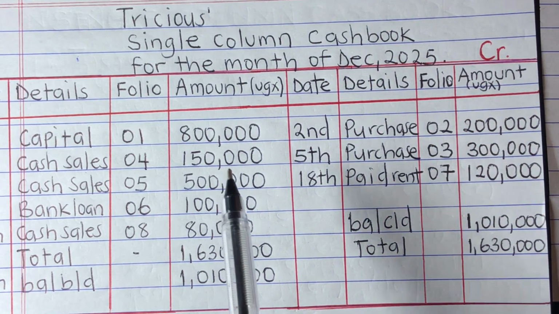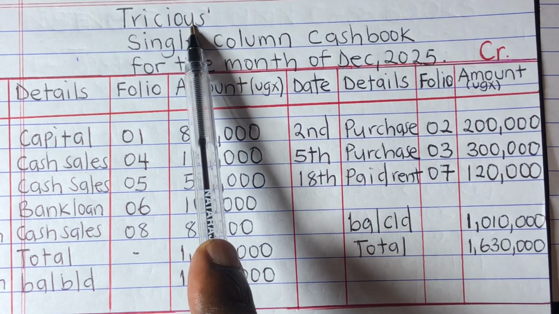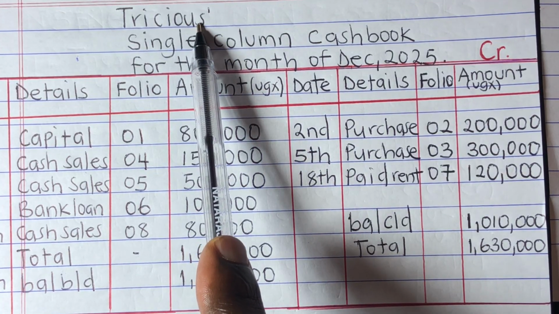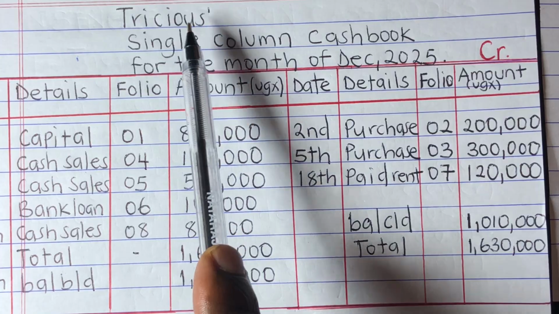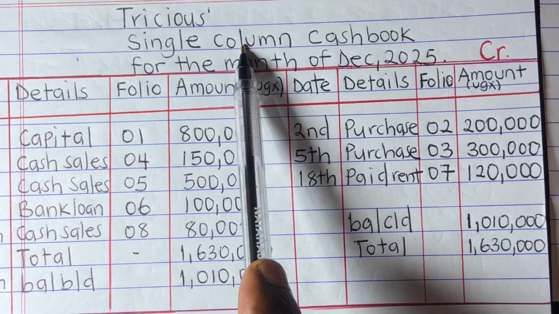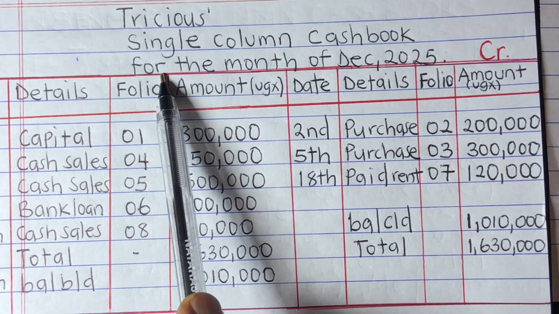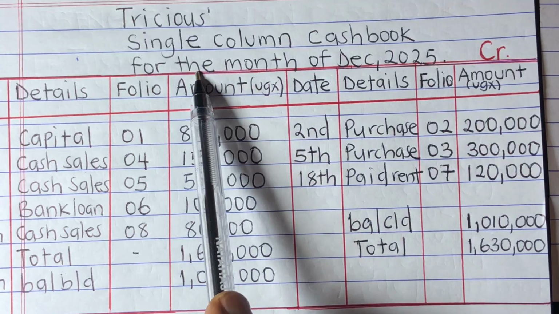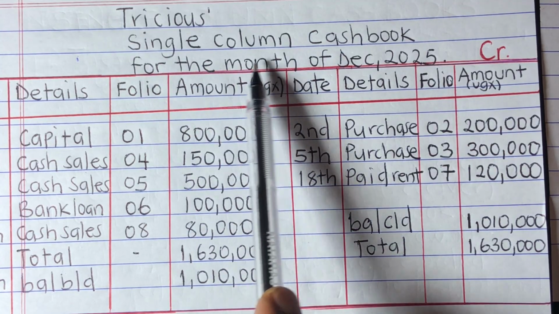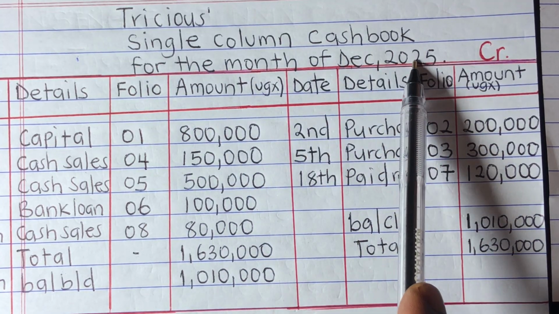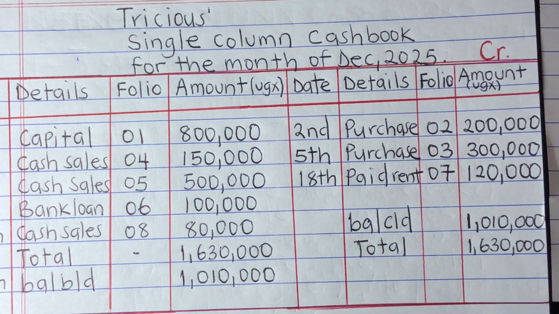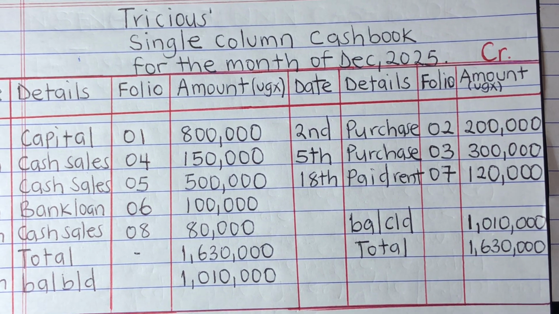You write the title on 3 lines. The first line is for the business name or the owner of the business, so in this regard it is Triscus. Then the second is single column cash book. Then the third is for the period or the time. It is for the month of December 2025. So this is our worked out example on that.